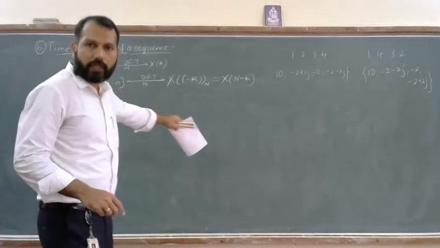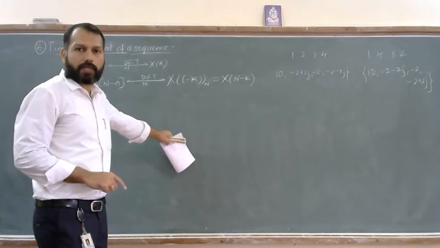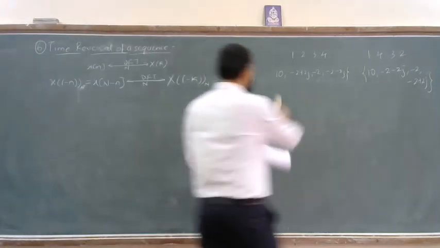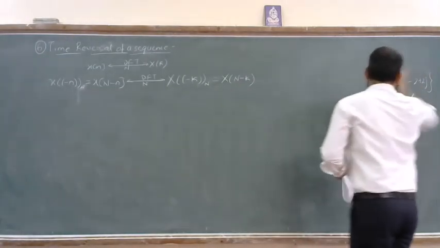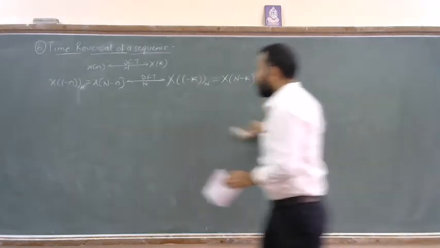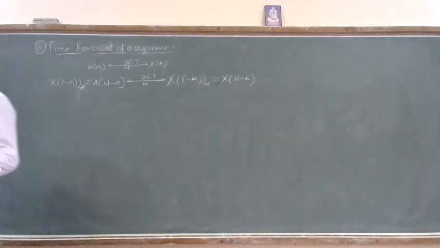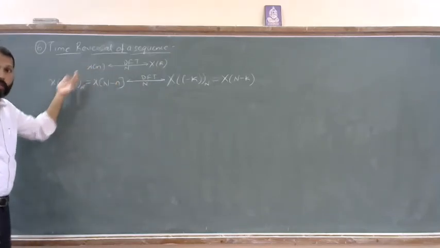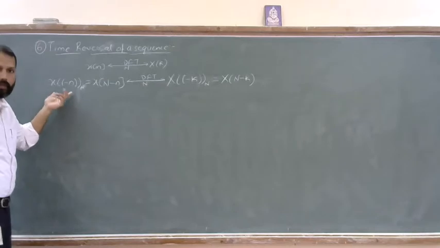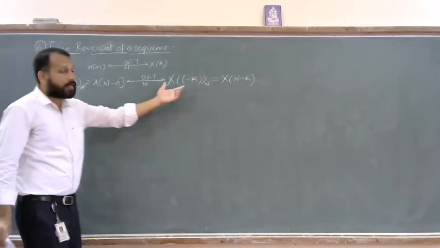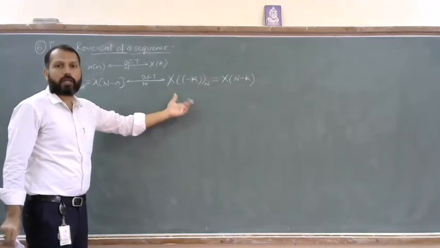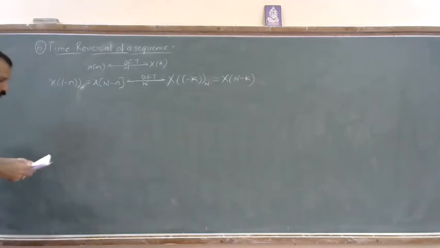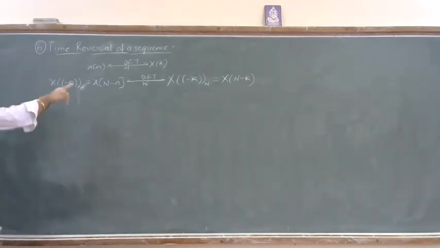We'll be verifying this in the DSP lab as well. This is the overall concept of the time reversal property, and it states that if X of k is the N-point DFT of the sequence x of n, and if we circularly fold this discrete time sequence, then its DFT will also be circularly folded. That is the property. Now we will have to prove that.